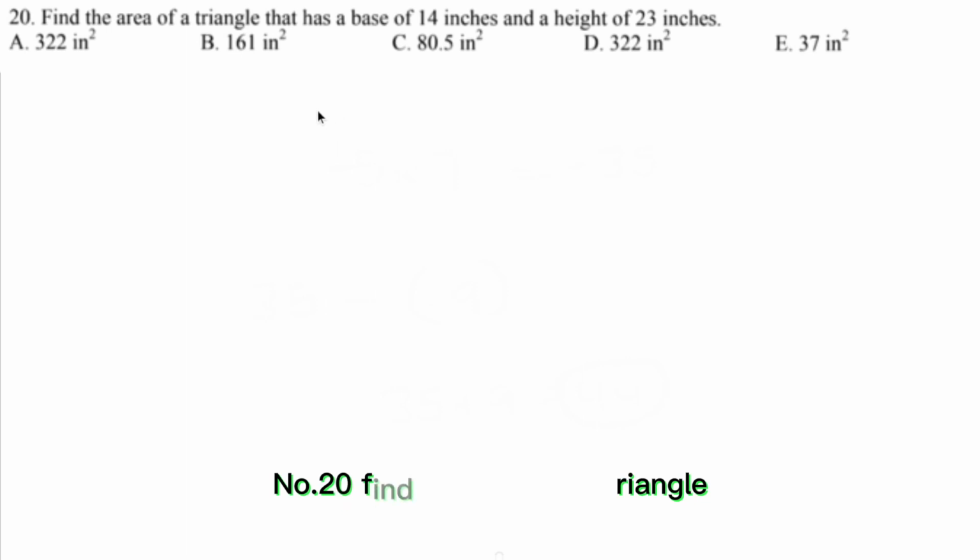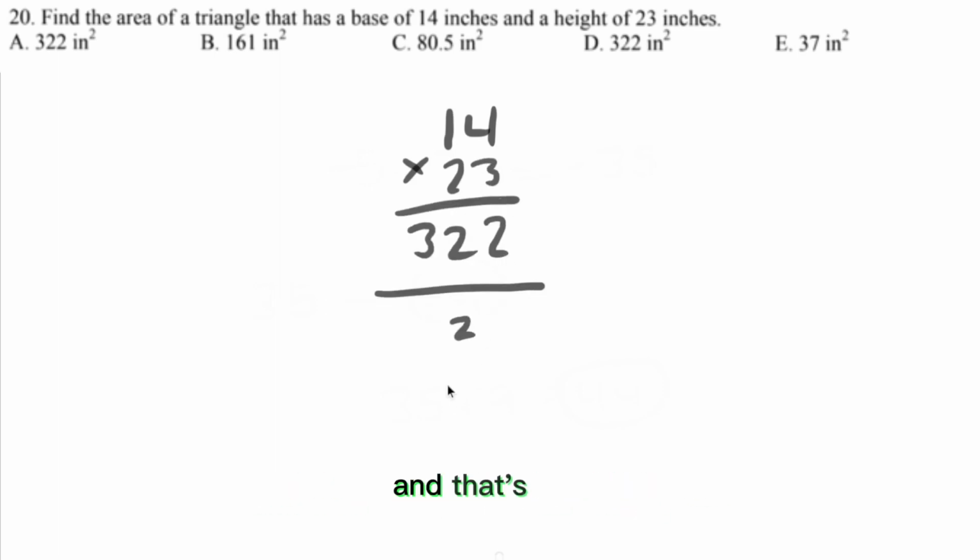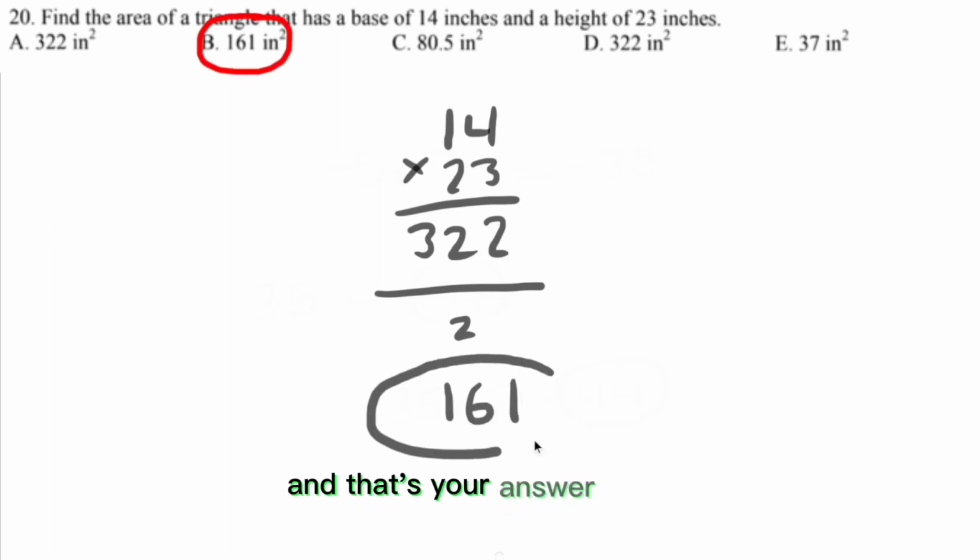Number 20. Find the area of a triangle that has a base of 14 inches and a height of 23 inches. So when they give you a base and a height, all you have to do to find the area of a triangle is multiply the base and the height. So 14 times 23, that's 322. And then you just divide this by 2, and that's 161. And that's your answer.